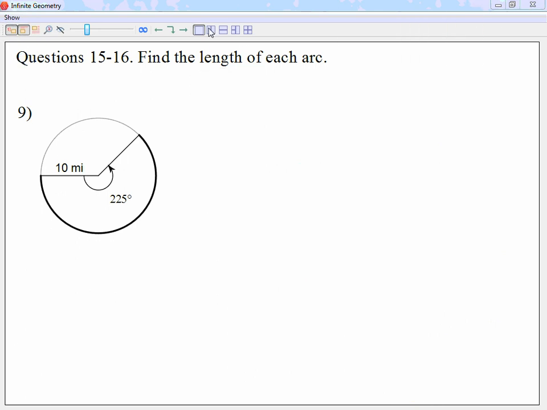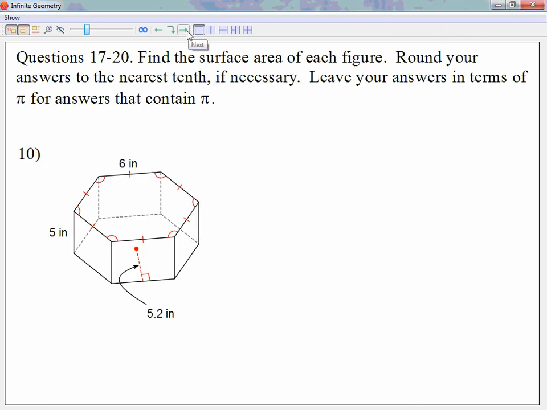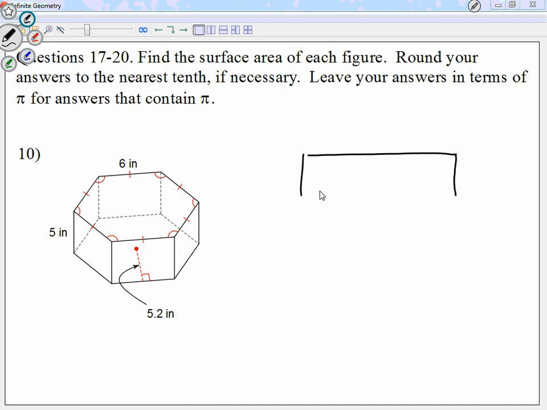Okay. Now, question 17 through 20 on the final, we have find the surface area of each figure. This case, we have a prism or cylinder. In this case, a prism. For prisms or cylinders, I'm always going to think of a big rectangle, always a big rectangle in the center, and then two bases. The bases could be any shape they are. In this case, the base is a hexagon. So I'm going to go and draw my two bases. The bases could be circles if it's a cylinder, could be triangles if I have a triangular prism. It's a big rectangle and two bases.